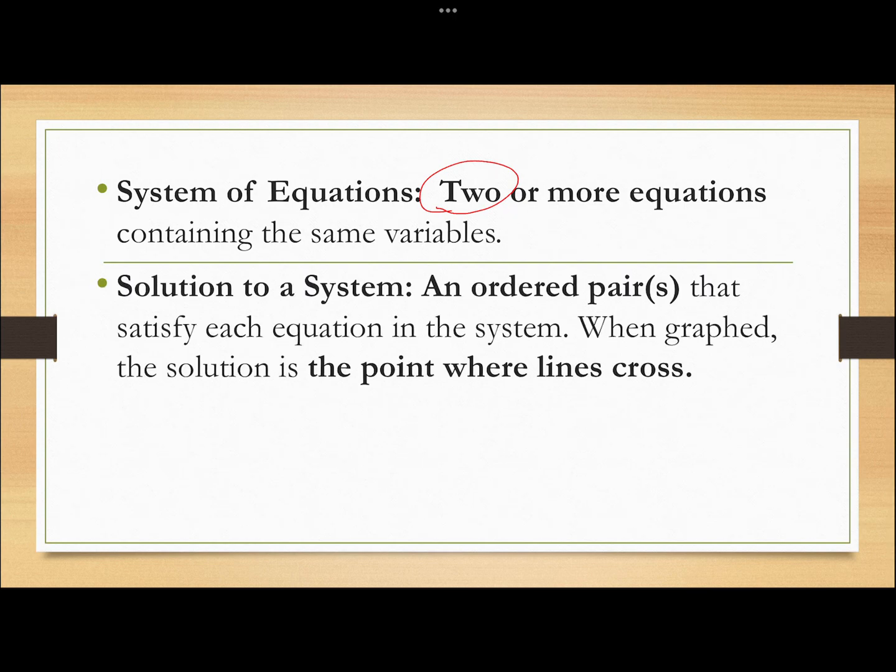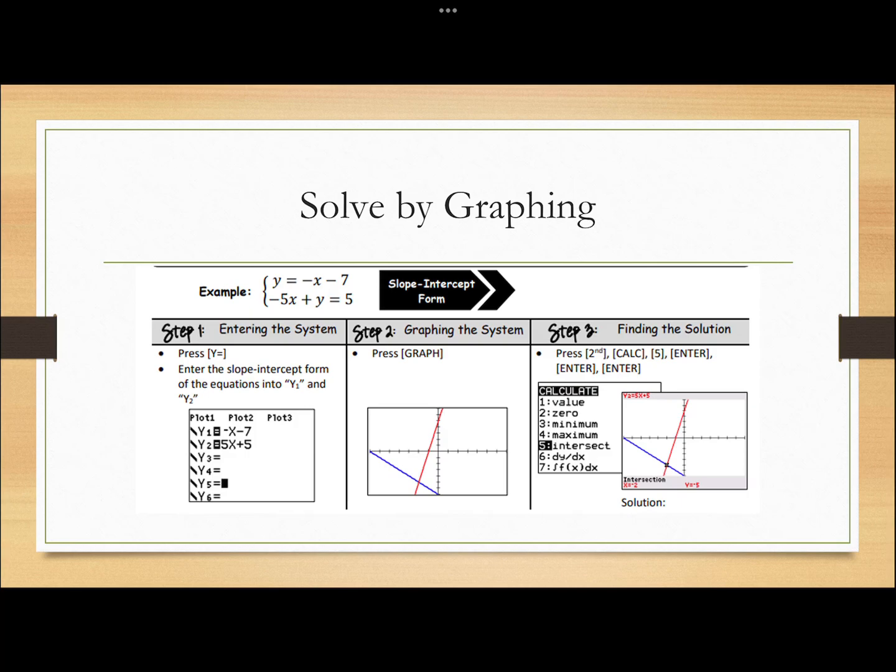And what we want to find is a solution to the system. So the solution is an ordered pair or pairs that satisfy each equation. We are graphing today, so in our case, the solution is going to be the point where the lines cross. So wherever our two lines intersect, that's going to be our answer. We are going to graph, but we're going to let a calculator help us. So if you have your graphing calculator, if you don't have one, then you're going to have to graph both lines and figure out where they cross. But this walks you through step by step.